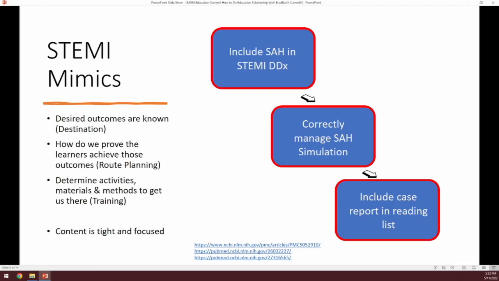So with this, the content is tight and focused. This may take 30 seconds in the curriculum of your whole STEMI activation process, but it's a clear and defined outcome that you aim for, rather than starting with the beginning in mind. You're really starting with the end in mind. Any questions about that?